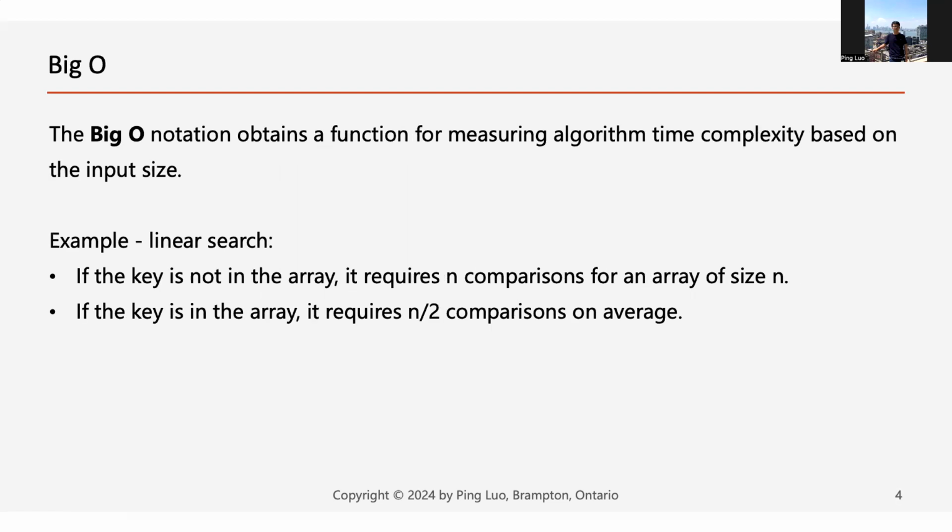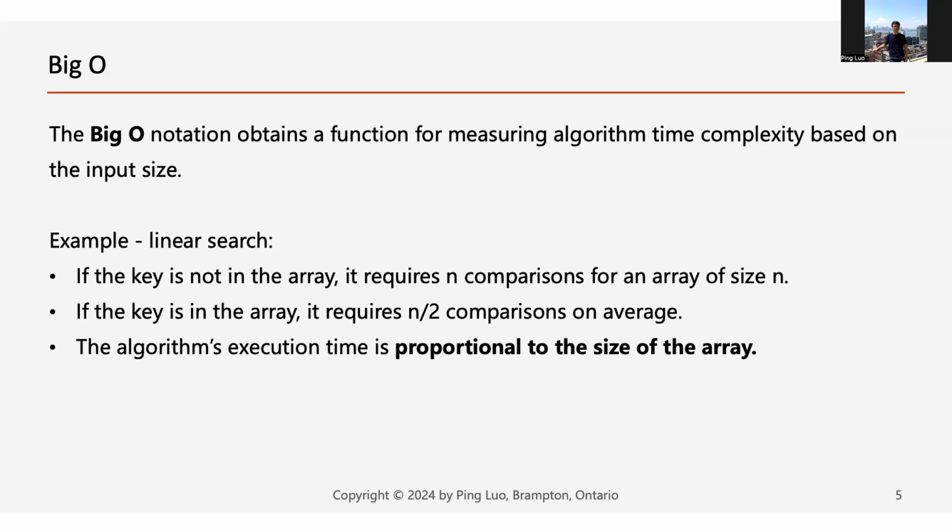So we can use this idea called Big O. It's a notation to measure the algorithm's complexity based on input size. For example, for linear search, if the number is not in the array, we need to compare every element in the array and finally decide, okay, this element is not there. This way, we need to do n comparisons. And if the number is in the array, it could be at the beginning or at the end, but on average, we need to compare at least half of the elements in the list to determine if it's there.